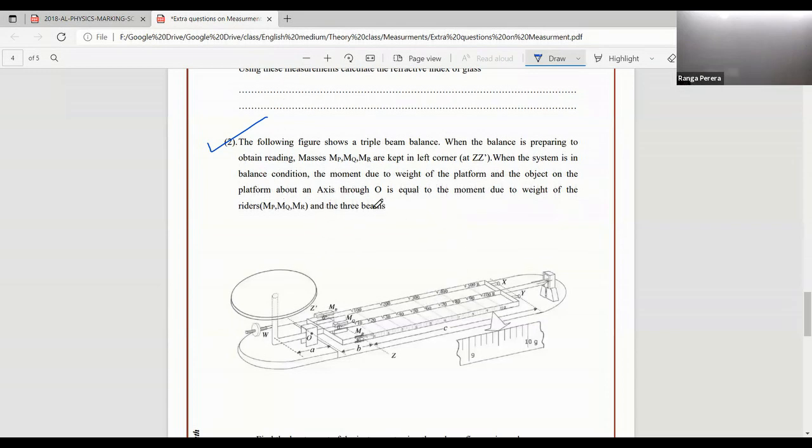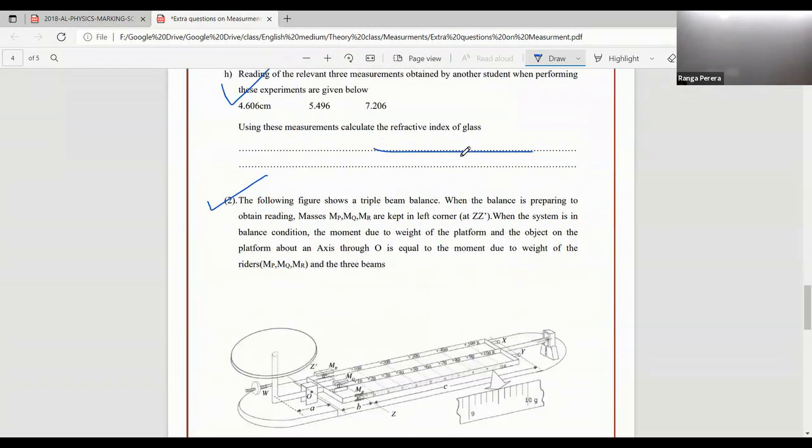These sections will be discussed under the moment, equilibrium of forces and center of gravity section. So no need to worry about the moment due to weights and that sort of thing. But the simple story I can explain.